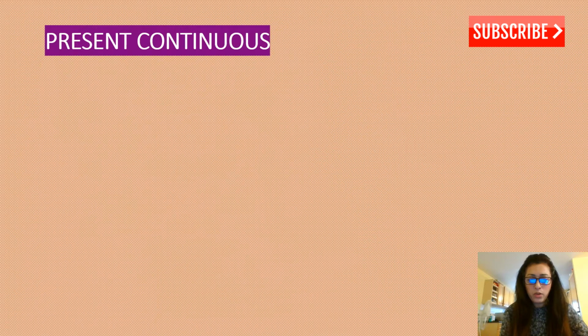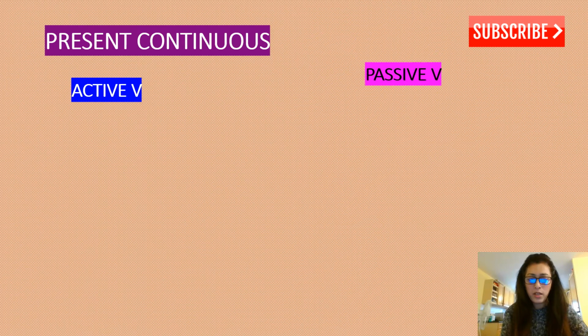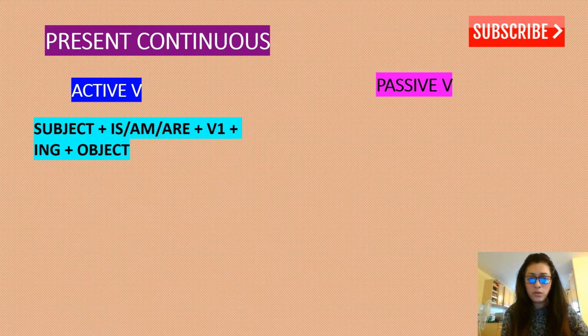Alright, now moving on to the present continuous. We use the present continuous passive for actions happening right now or in progress at the moment of speaking when we want to focus attention on the person or thing affected by the action, when the subject is unknown, unclear, or irrelevant.